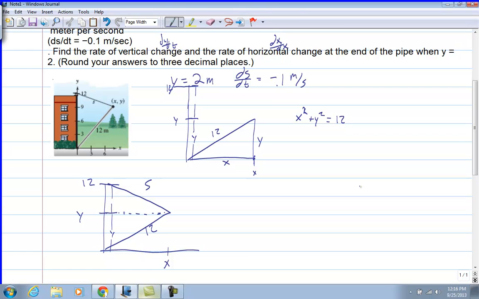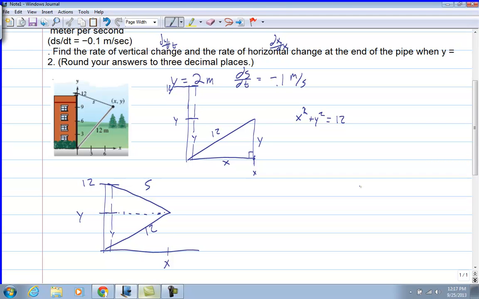I want to start off by looking at this: the pipe is at some position, and it has a horizontal length and a vertical length, the components that make it up. It makes a right triangle. If x is the distance horizontally and y is the distance vertically, x squared plus y squared is 12 squared. That's a relationship through the Pythagorean theorem, and that relationship is really critical here.